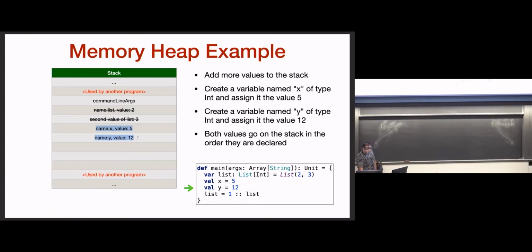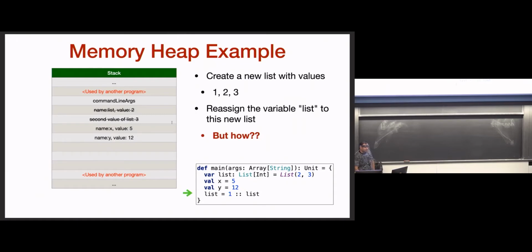And then we get to a big problem here. We want to prepend 1 to the list. How are we going to do this? Knowing that we have no space, we don't have any gaps in our stack, we have no space right here where we would want to add 1. So how do we do this? Let's take a look at our options. We have a few options that we might be able to do.